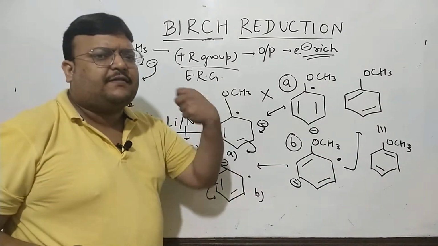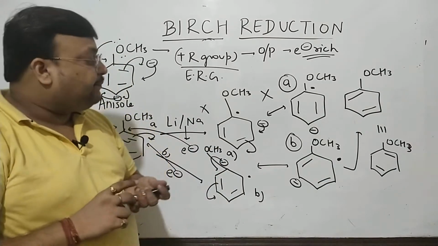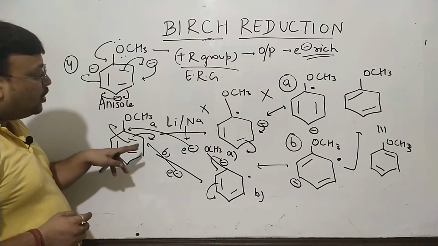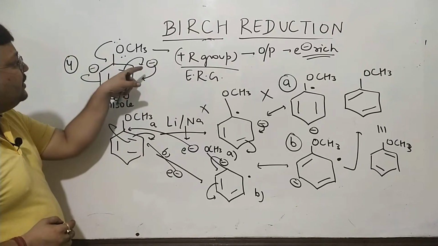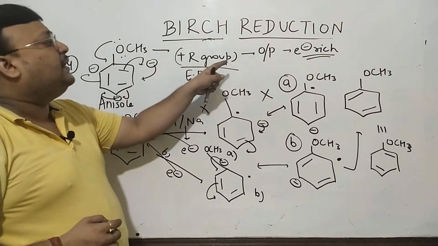Naturally, the exact reverse will happen with a minus R group. I repeat, I have given you a mechanism. I have told you that out of two possibilities A and B, this group is keeping the ortho and para positions electron rich.